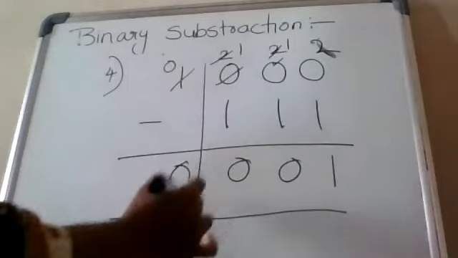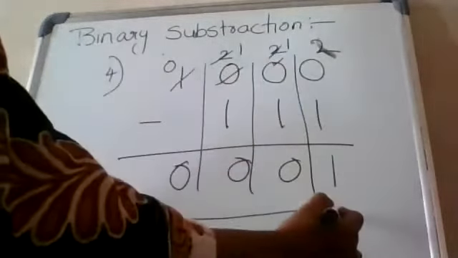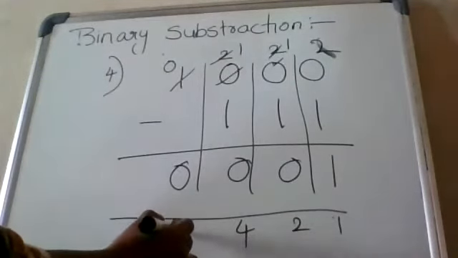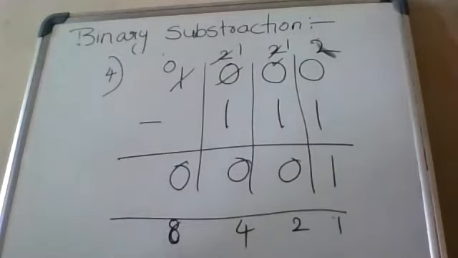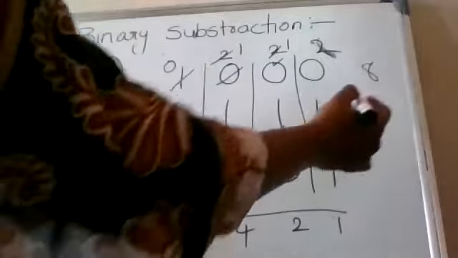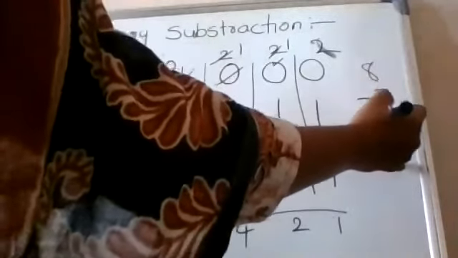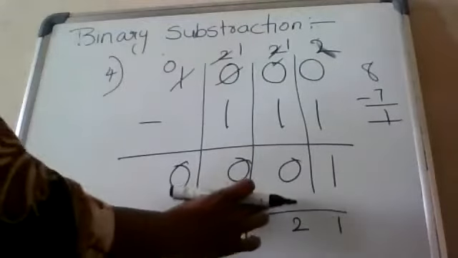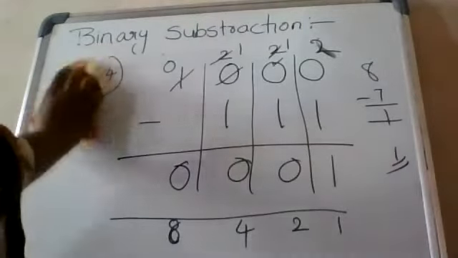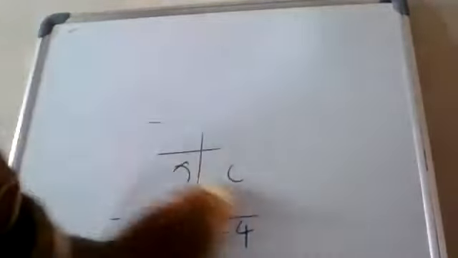Again check whether the answer is correct or not. Here 1, 2, 4, 8. Here for 1, 8. Here 4 plus 2 plus 1, 7. 8 minus 7. For this answer here 1. What is the value? 1. Another example.